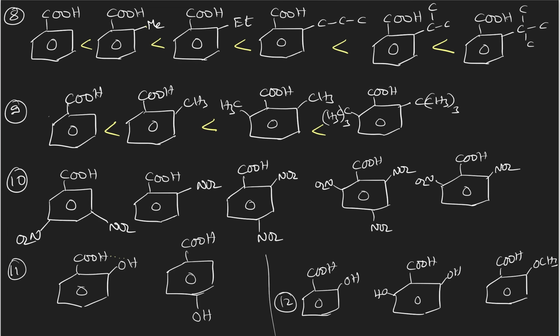Then coming to the 10th one, ortho effect is there in this one. Here also ortho effect is there. So in these two examples, two ortho effects are there, left side and right side. And in these two examples, ortho effect is there, but only one group's ortho effect. Therefore, these two compounds are more acidic than these two compounds, which are more acidic than this one. So the first one is the least acidic compound.